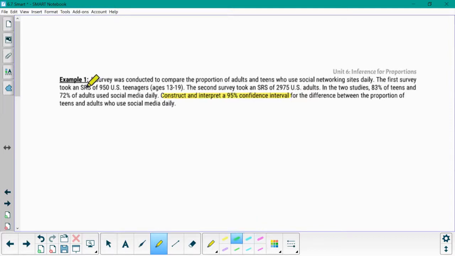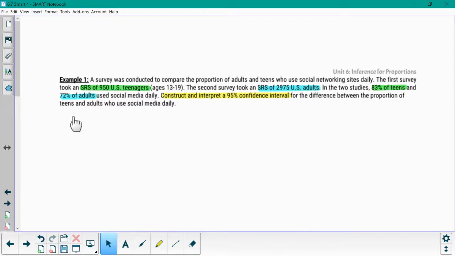The next thing, I took an SRS of 950 teens, and I got that 83% of them use social media daily. And I have another sample. I have a second SRS of adults, and 72% of them used social media daily. So I know that I have two samples. I know I'm constructing a confidence interval, so we can go ahead and get started with our steps of PANIC.